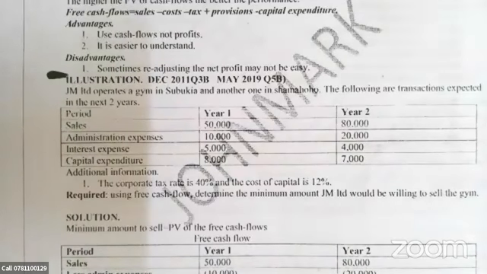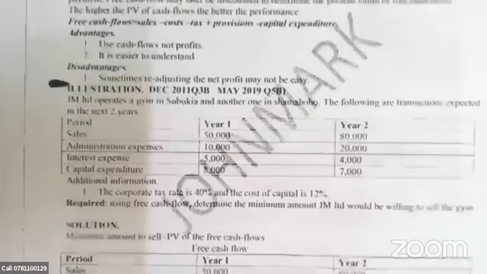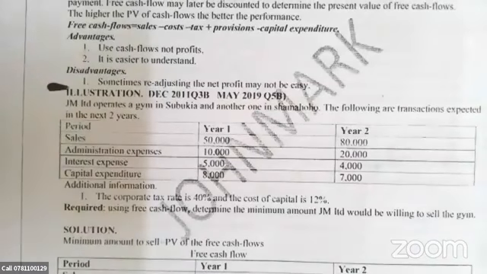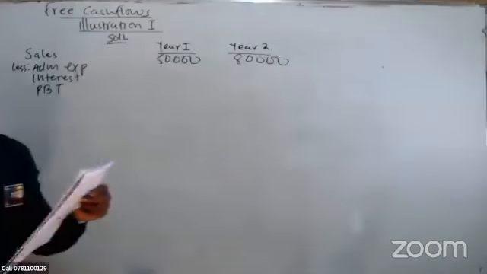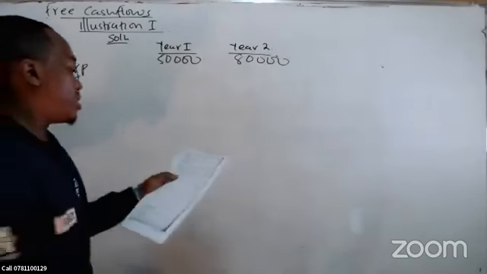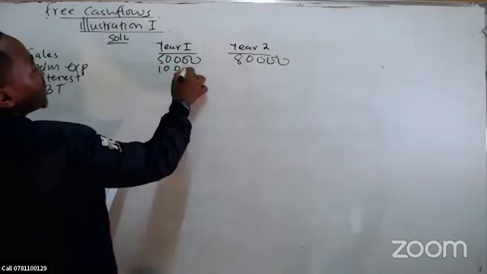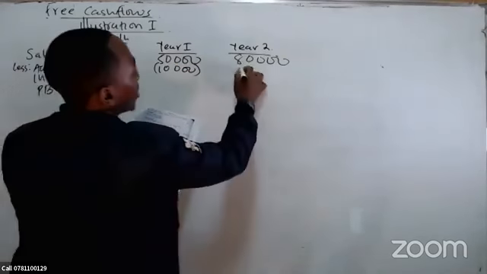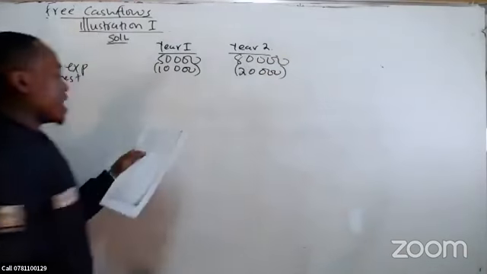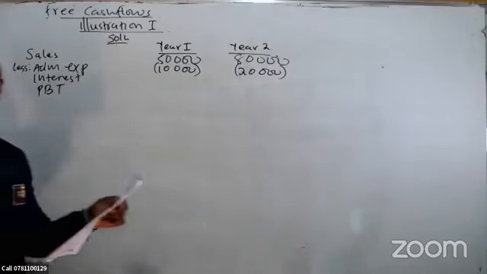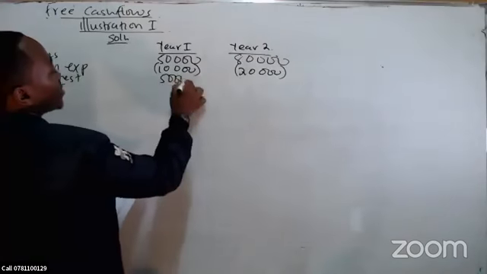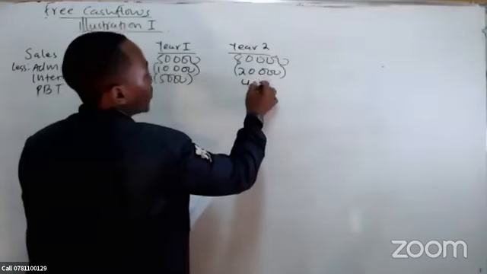Now we can go back. So now let's continue. In this case, we want to get the free cash flows. We are given the sales for each year. For year one, the sales we expect 50,000. For year two, we expect 80,000. Then you are given the administrative expenses. Year one is 10,000. You deduct that one. For year two, the expenses are 20,000. Also, you have the interest expense: 5,000 and also 4,000.